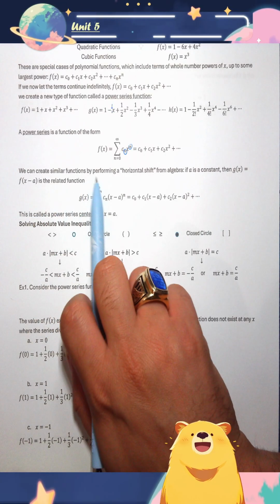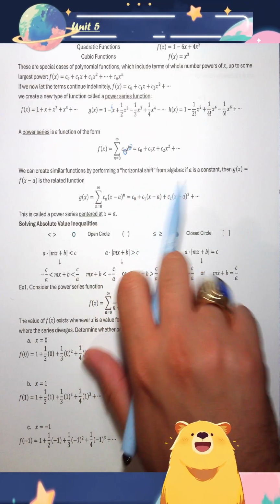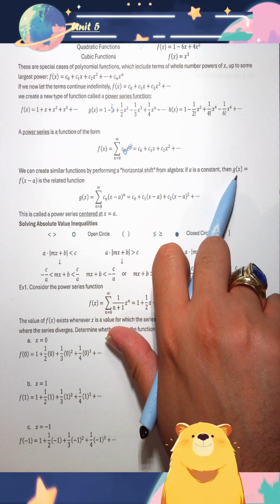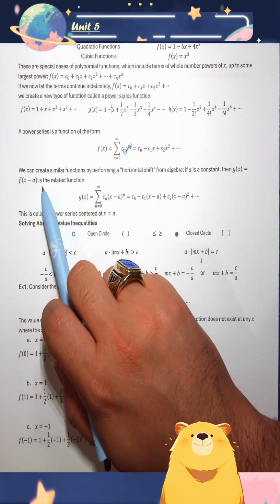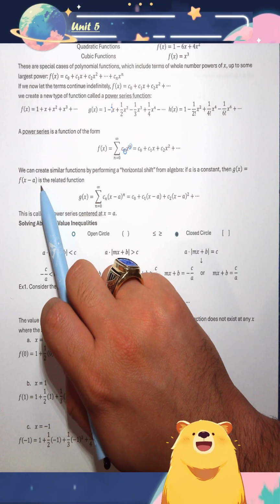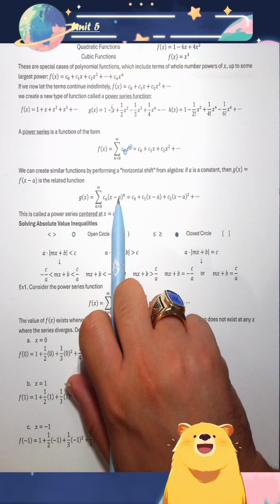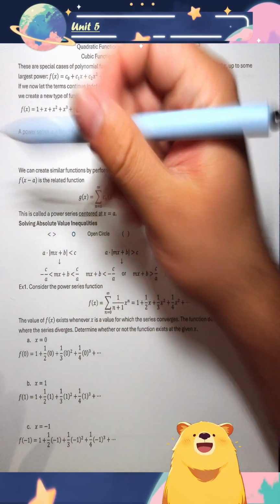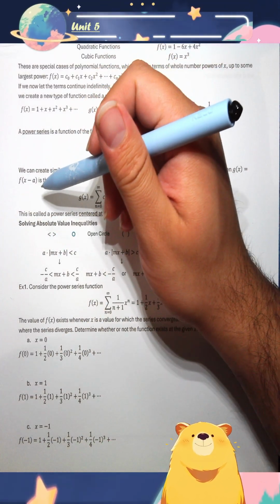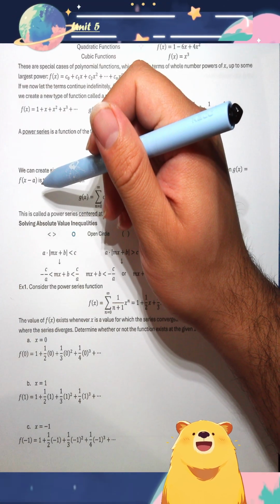We can create similar functions by performing a horizontal shift from algebra. If a is a constant, then g of x is equal to f of x minus a. This would be called the related function. And then the adjustment we make from here to here is just x minus a. So again, horizontal shift. This is a part of your transformations lecture that you saw in pre-cal.